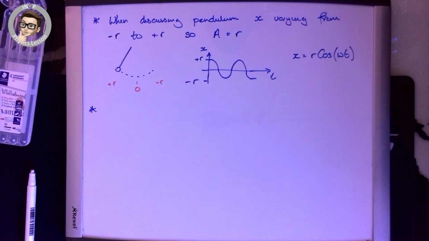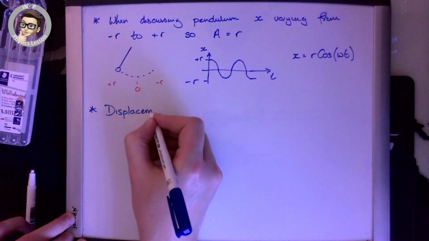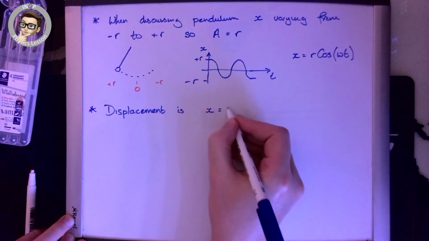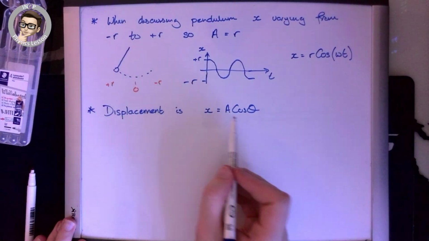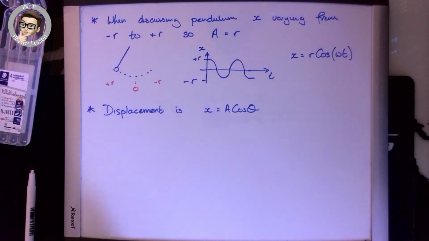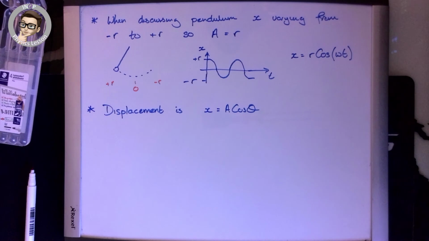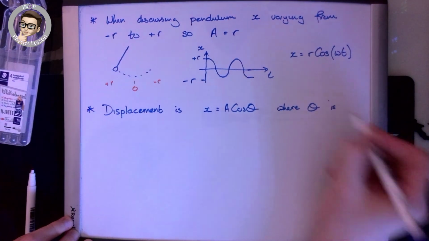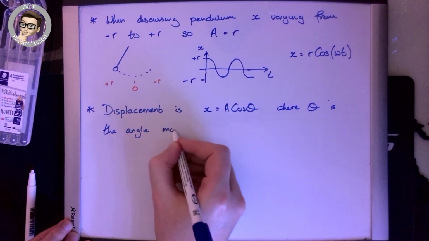And the second note is remembering that displacement is x equals a cosine theta. That's ultimately what we're talking about, and the cosine theta came from the component of our displacement when we project it along one direction, when we're shining that light to project it in the same direction. And theta is the angle moved from the equilibrium.